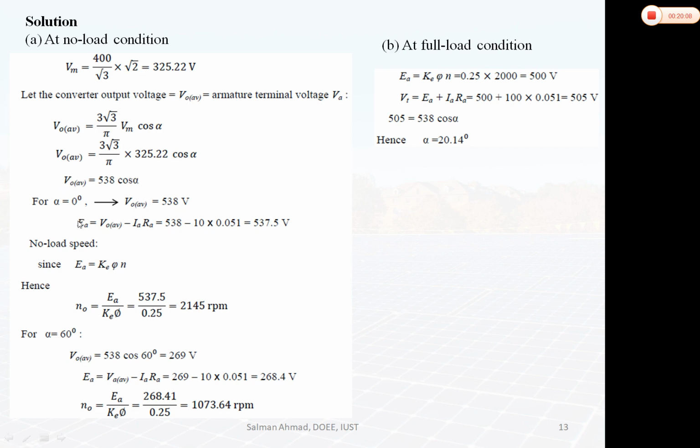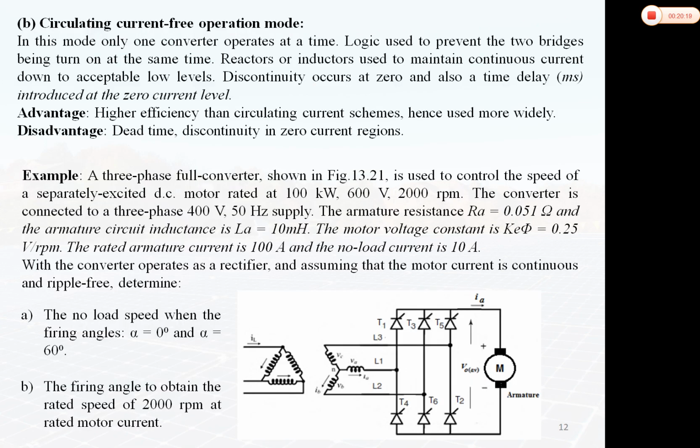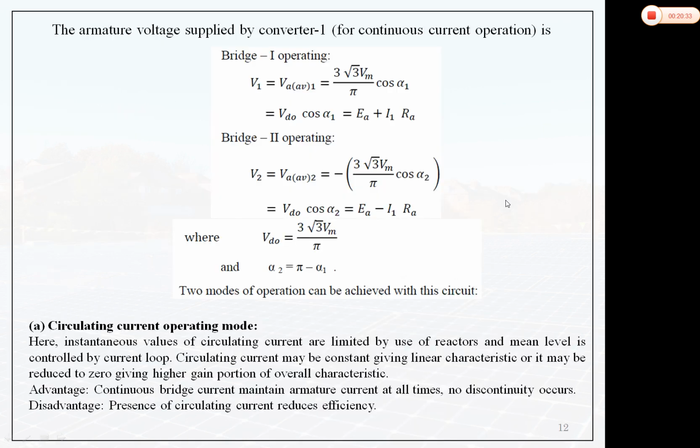So we can find the back EMF, and once the back EMF is known, we can find the speed. So 538 minus 10 into 0.051. You can see from the parameters that the no load current is 10 ampere. We have to calculate the no load speed, so we substitute this. The armature resistance is given, which is 0.051. Substitute all these parameters.